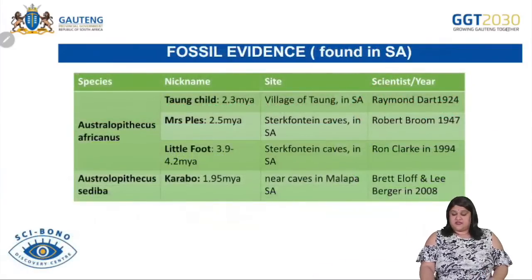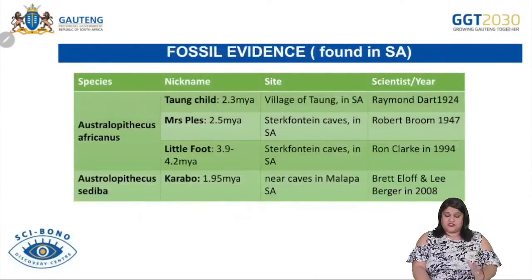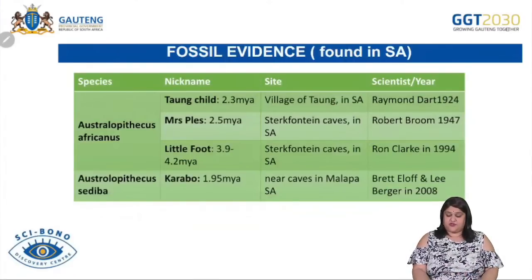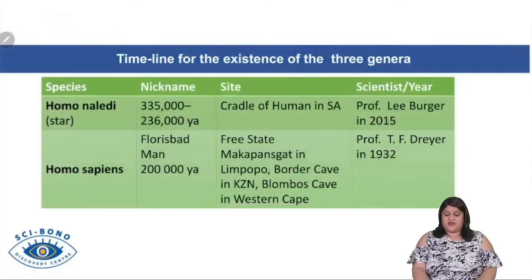Right, then these are just an example. You need to know all of these. You need to know Australopithecus africanus, Taung Child, Mrs. Ples, and Littlefoot. You need to know who found them, where were they found. The same with Australopithecus sediba, which is also known as Karabo. Homo naledi.